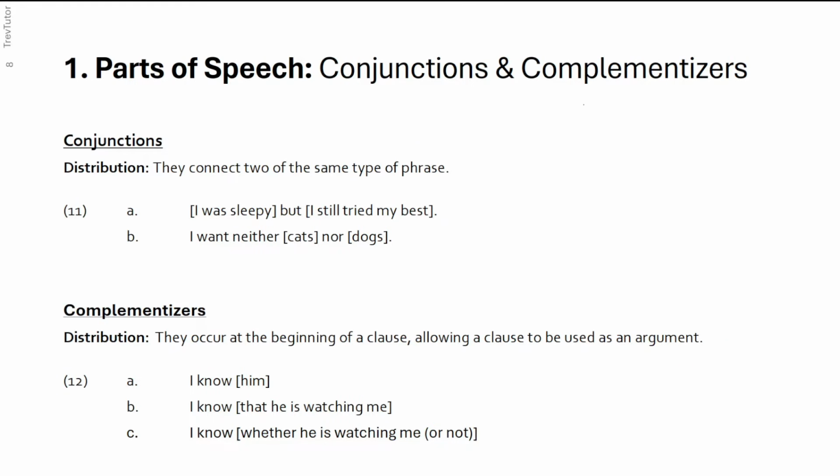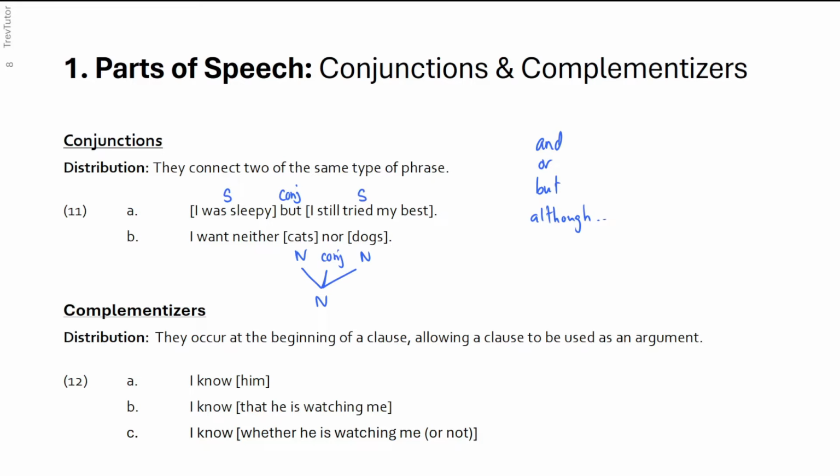Conjunctions are words like and, or, but, although, and so on. And these are words that can join two of the same type of phrase. So "I was sleepy" is a sentence or clause on its own. "I still tried my best" is a sentence or clause on its own. So our conjunction "but" can take two of the same type and join them together into a bigger sentence. In the case of "I want neither cats nor dogs," cats is a noun, dogs is a noun. So what the conjunction does is it brings them together to make a more complex noun.